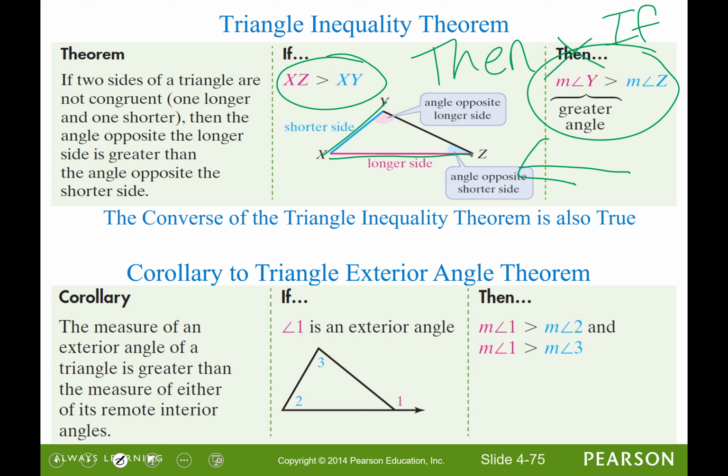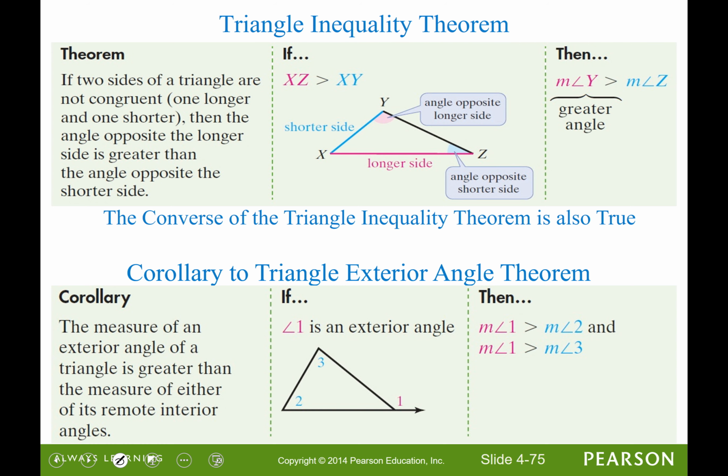All right, a corollary to that is that the measure of an exterior angle of a triangle is greater than the measure of either of its remote interior angles. This one makes sense if you think about that theorem that says the measure of this angle is equal to the measure of this angle plus the measure of this angle. So if it's equal to the sum of these two angles and neither of these can be 0, then angle 1 would have to have the greatest measure. So if angle 1 is an exterior angle, then its measure is greater than angle 2 and it's greater than angle 3. That's the corollary to the triangle exterior angle theorem.